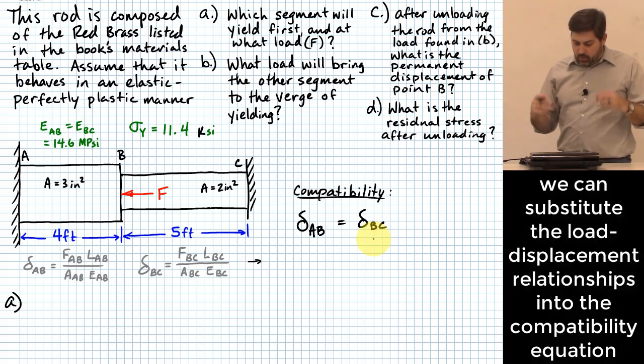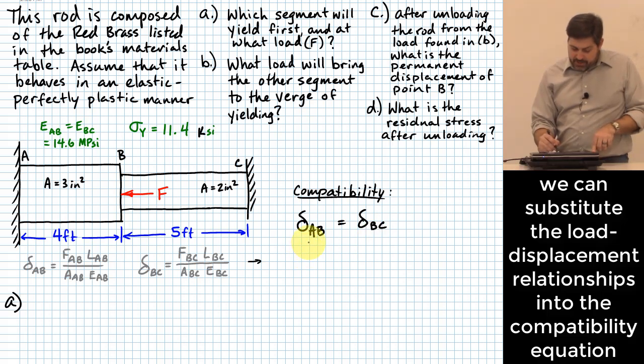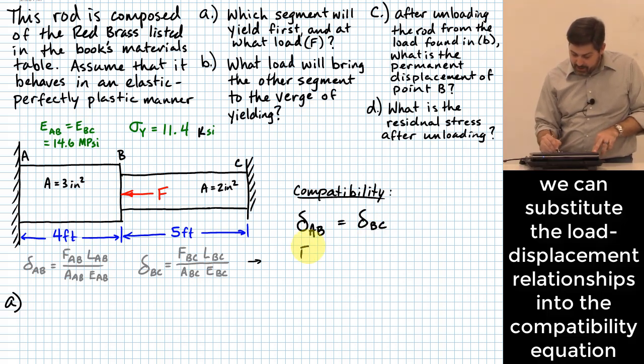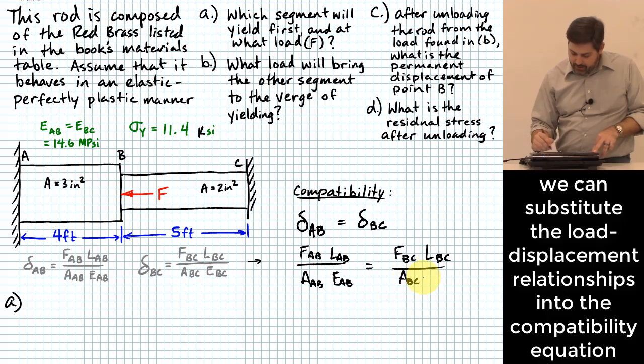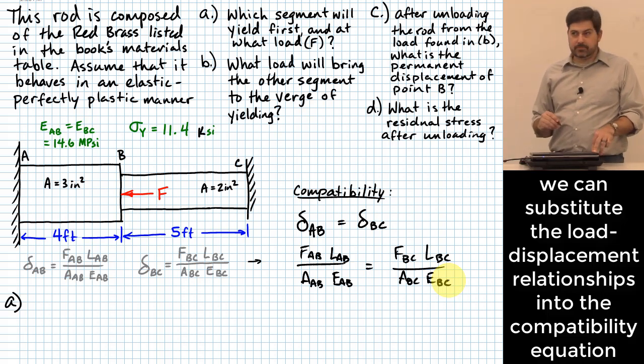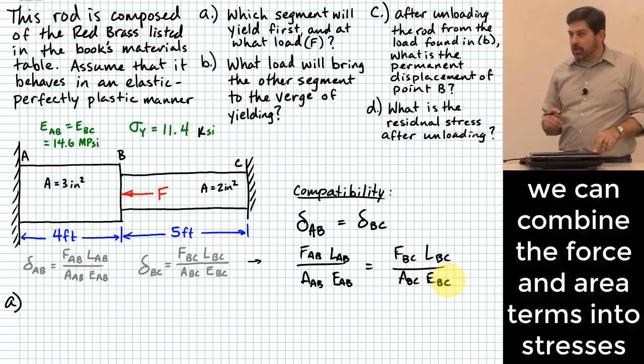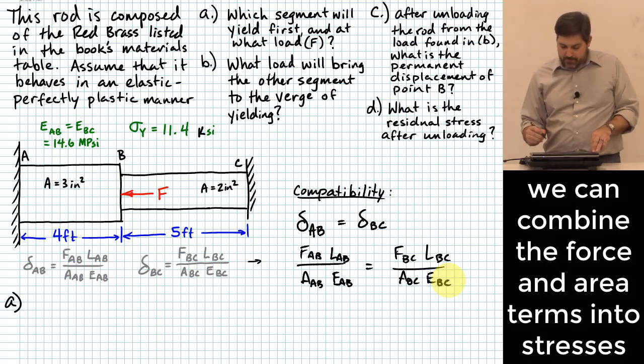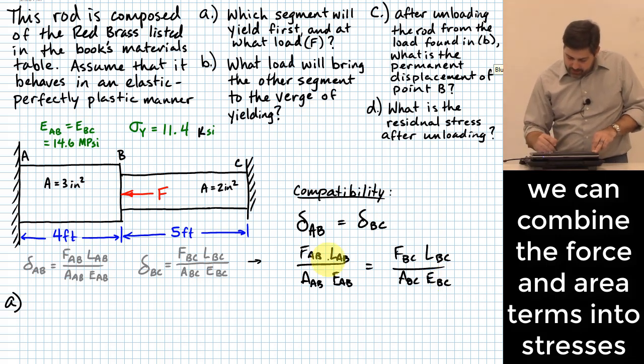Okay? Well, once I've established that, then I can take the details here and say, well, that says F_AB times L_AB over A_AB E_AB has to be equal to F_BC times L_BC over A_BC E_BC. Do you agree with this? Okay. Now here's what I want to do next with this equation right here. What is F_AB over A_AB?